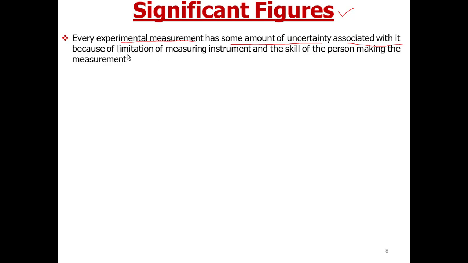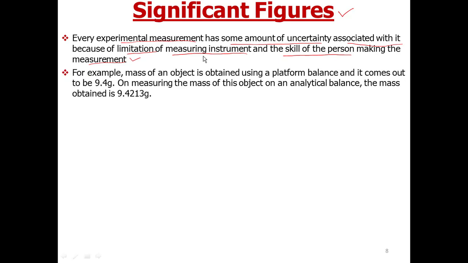The reasons for these are limitations of the measuring instrument, error in the measuring instrument, and the skill of the person making the measurement. As individual people, they may report different results. So let us understand this by example.